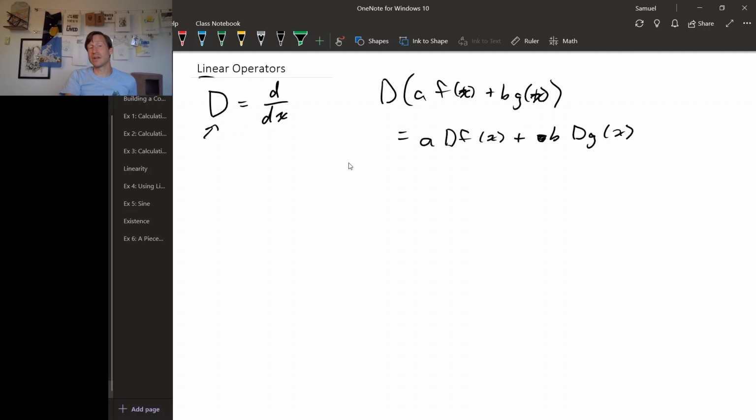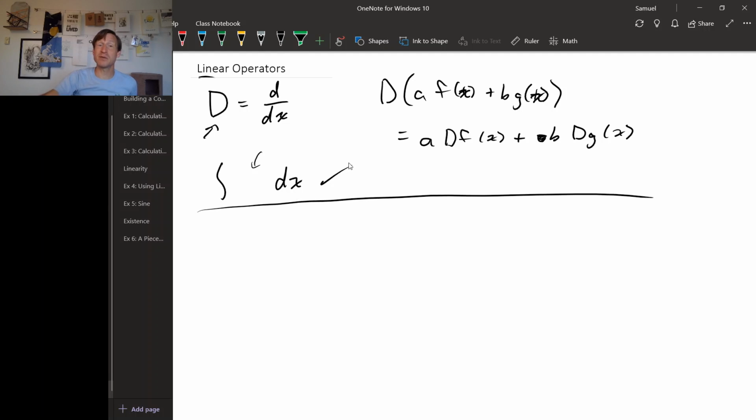There are other operators that are linear, other transformations you can apply to functions that produce other functions and that are linear. For example, the integral is another linear operator. If you have a linear combination in here, the integral distributes and you can move constant multiples outside. So this is an integral linear operator. Now, in the early days of calculus, people experimented with other kinds of linear operators for other tasks.